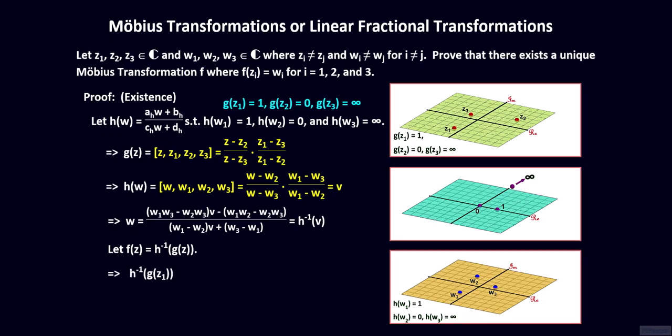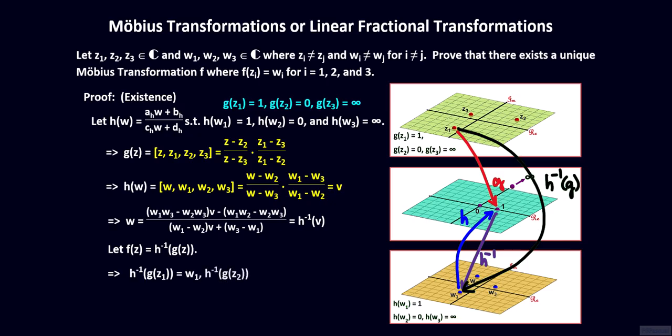We check H inverse of G of z sub 1. G of z sub 1 is 1, and recall that H of w sub 1 is 1, so that H inverse of 1 equals w sub 1, so that H inverse of G of z sub 1 is w sub 1. The viewer can check that H inverse of G of z sub 2 is w sub 2, and that H inverse of G of z sub 3 is w sub 3. And so indeed, f does what it is supposed to do. This concludes the existence part of the exercise.